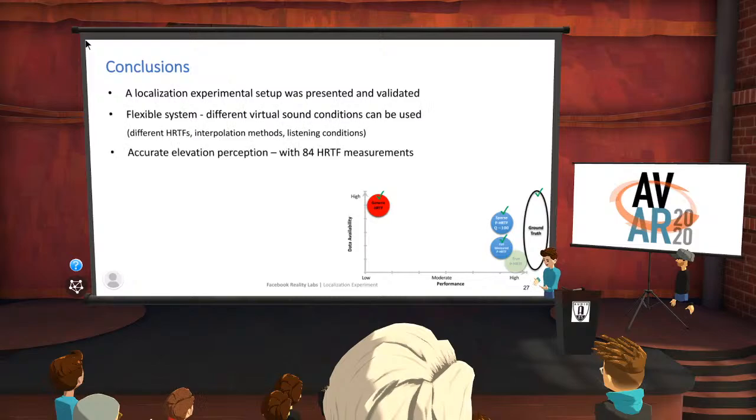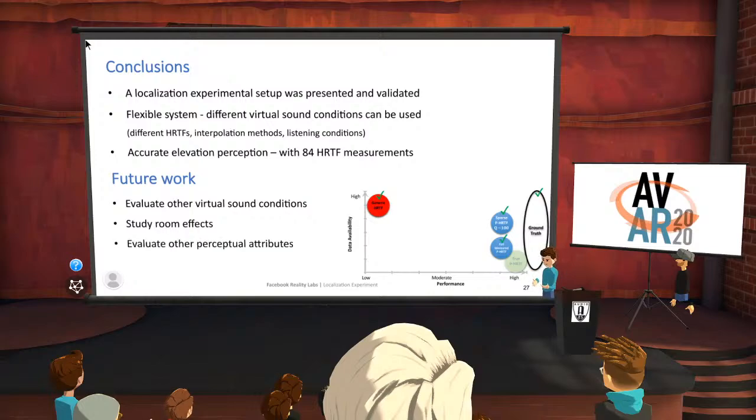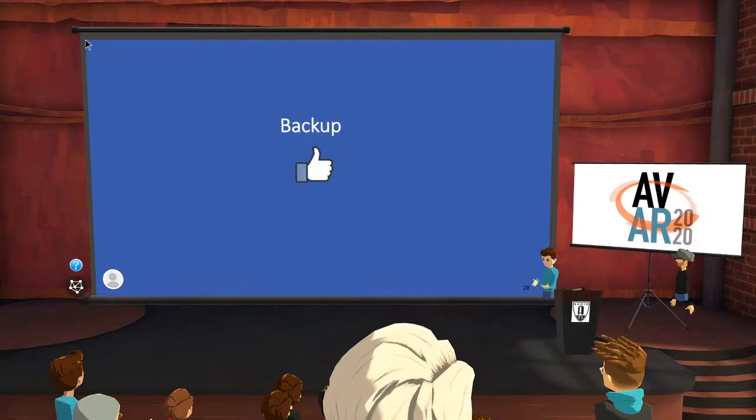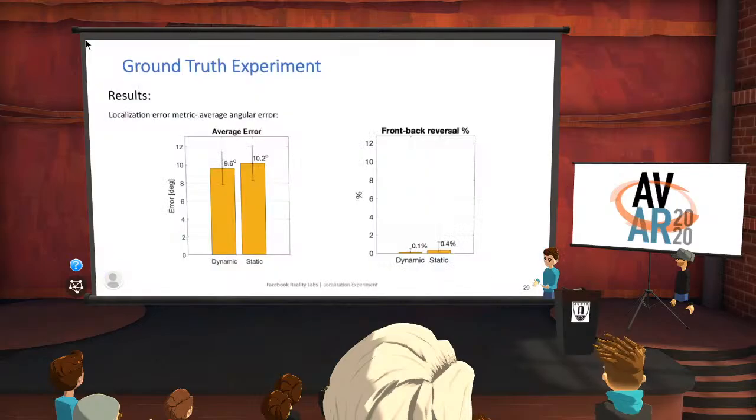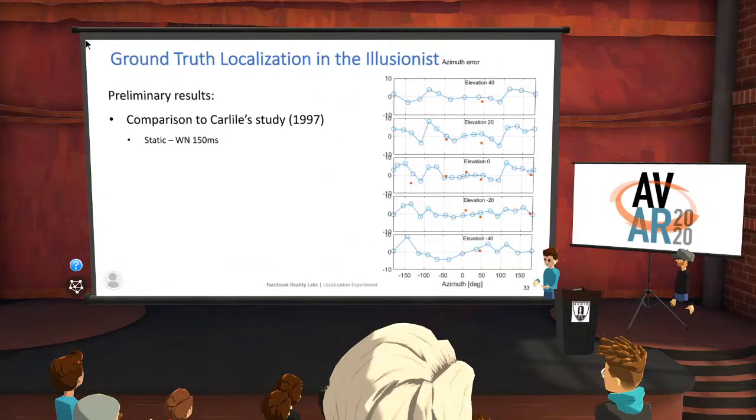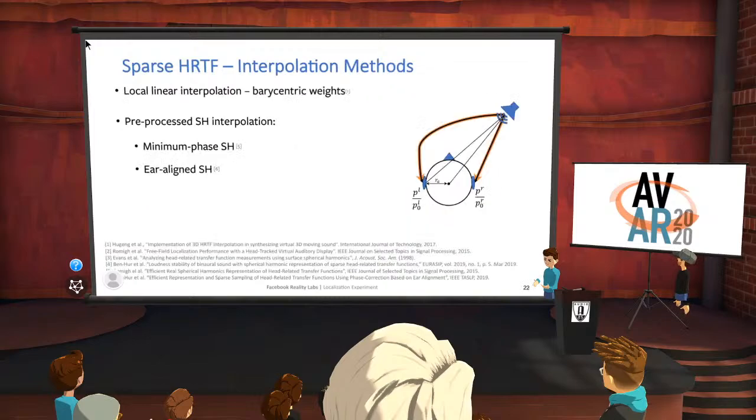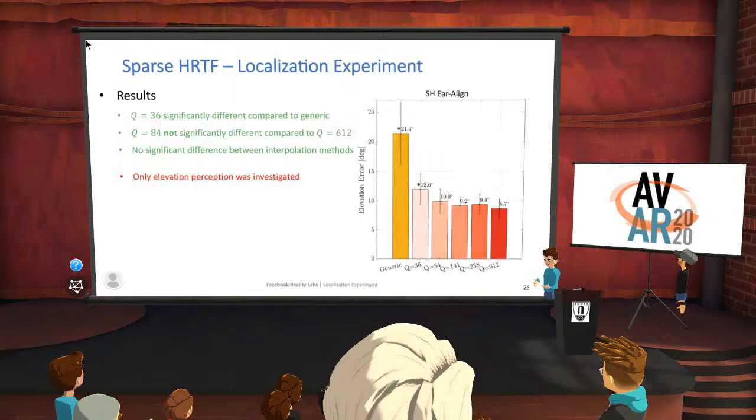Why are the slides not changing? Is it only me? Because I have a backup slide with also results from other experiments. Oh, okay, now it's showing. So yeah, this is the result. It's not updated. Yeah, never mind.